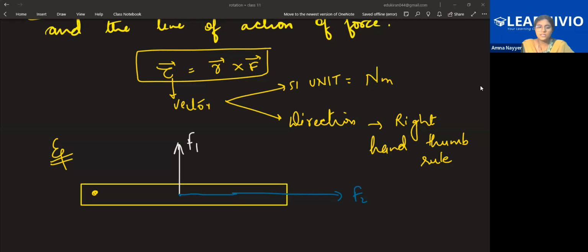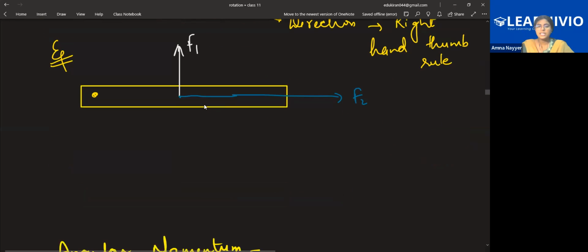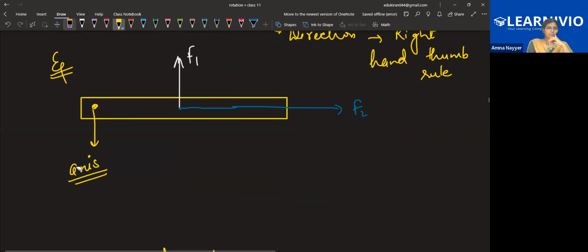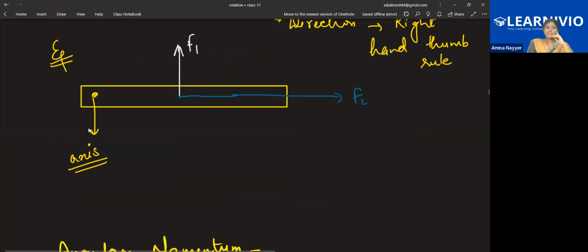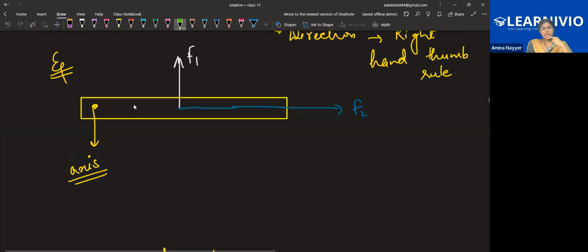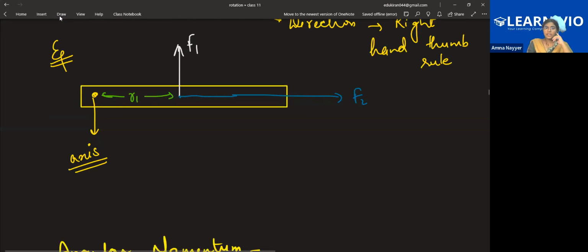Let me tell you what is written. Suppose this is the axis. This is one force acting, F1, and this is another force acting, F2. Let's say this separation is R1 from the axis. Now, when we are talking about torque, there can be two torques possible, one due to this force and one due to this force.